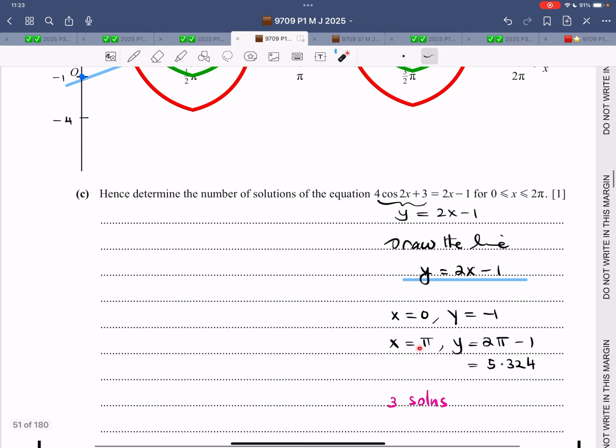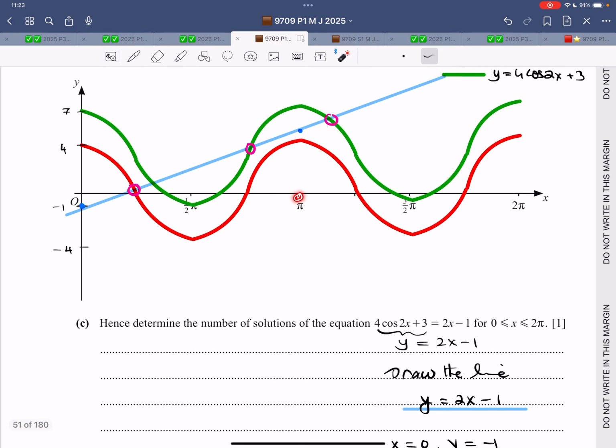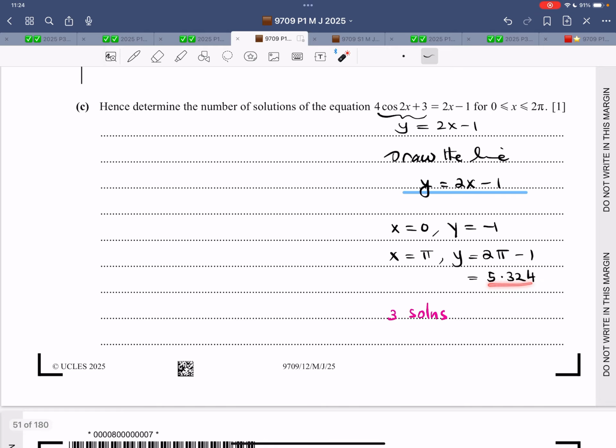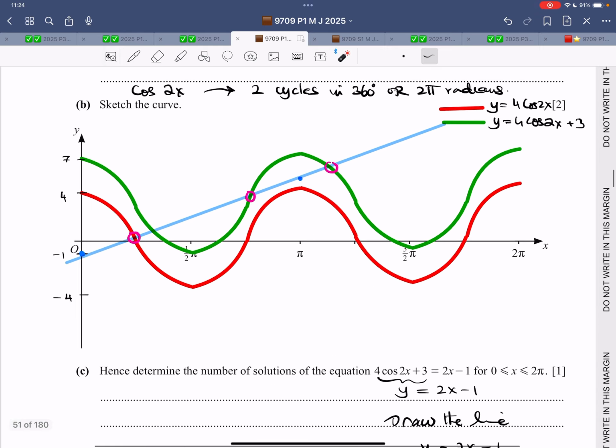When x is pi, so I'm choosing this point. When x is pi, we are getting this value. That is in decimals 5.3 something. So just draw it realistically. This is 4, this is 5, this is 6, this is 7. So between 4 and 5, label it somewhere over here.